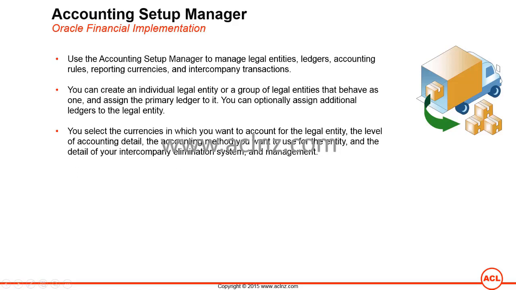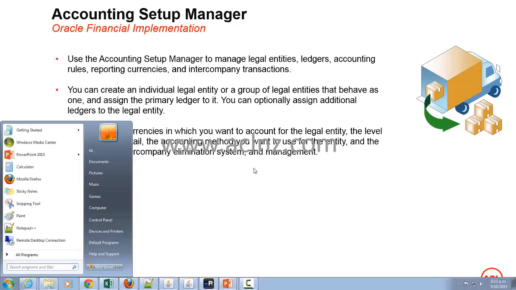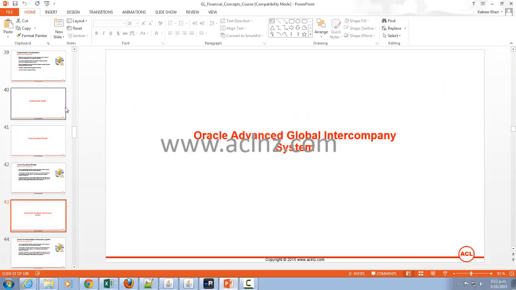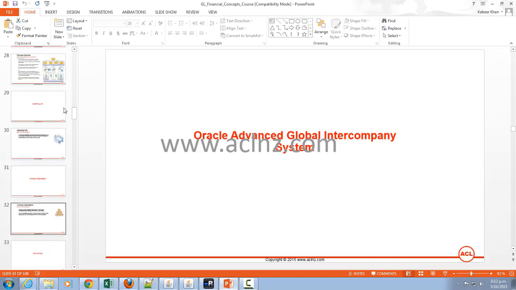You select the currencies in which you want to account for the legal entity, the level of accounting detail, the accounting method you want to use for that entity, and the detail of your intercompany elimination system and management. So basically, in terms of your legal entity definition, you can have all this additional information assigned to your legal entities along with your ledgers. Okay, now I'm going to quickly take you back to the previous business scenarios that we discussed.